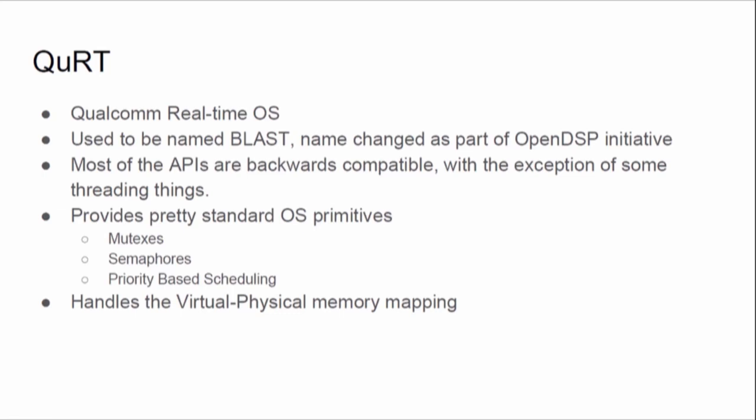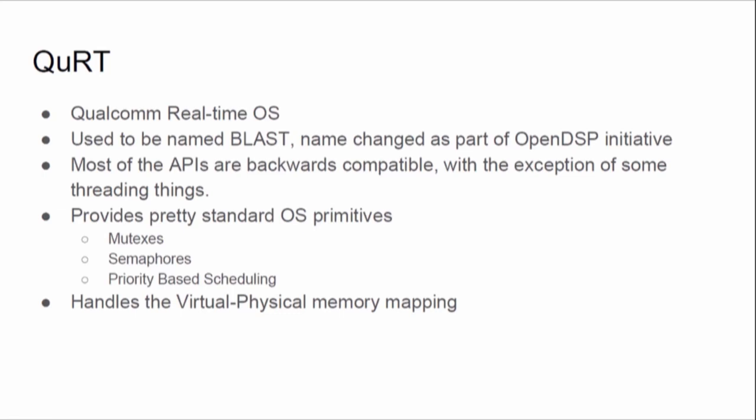So the current one is QuRT, the Qualcomm Real-Time OS. It used to have a different name. I don't know actually what that stood for. It used to be called BLAST. And there are actually two Hexagon cores in most of your phones now. They have one which handles the baseband, the broadband radio, and they have one which handles audio processing.